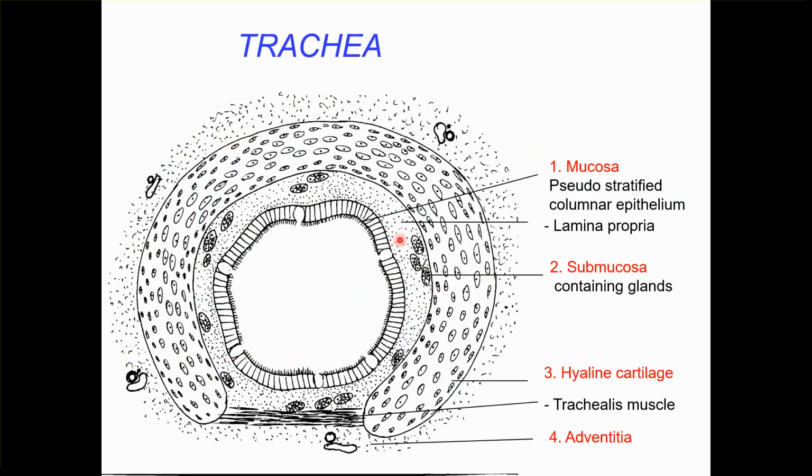So we can see the inner lining. This is the mucosa with pseudostratified ciliated columnar cells with goblet cells. Just below that we have the lamina propria, and then the submucosa with the serous glands. The third layer is the hyaline cartilage, which we just saw is C-shaped. Posteriorly it is bound by the trachealis muscle, and the fourth layer is the adventitia.